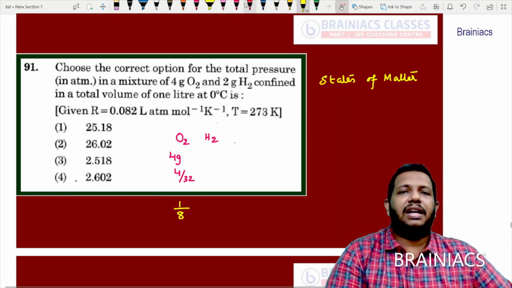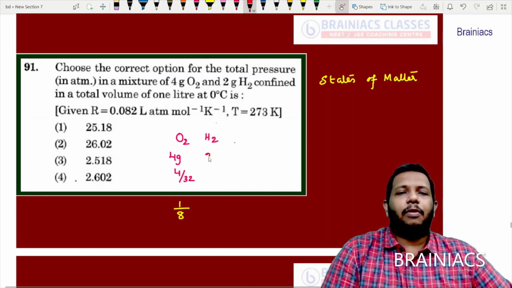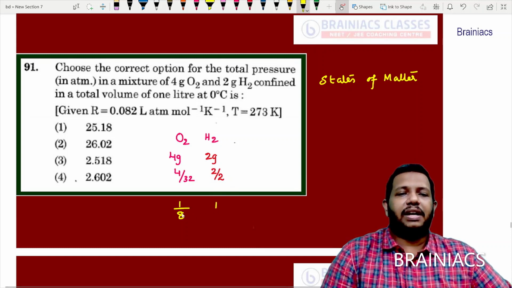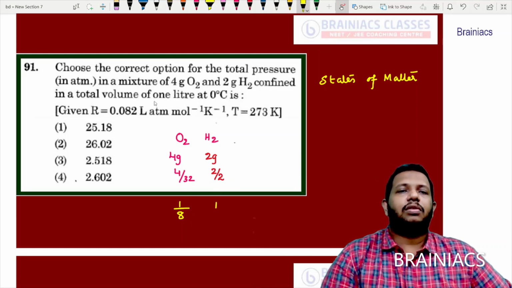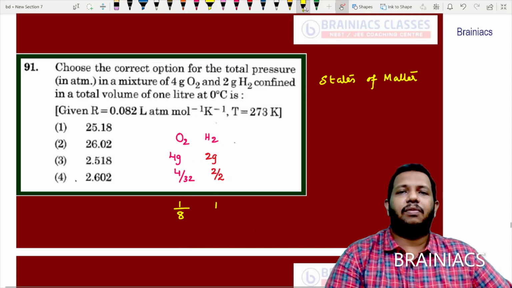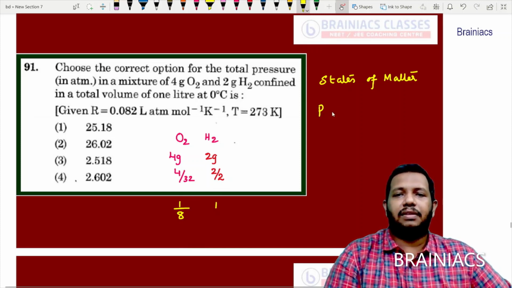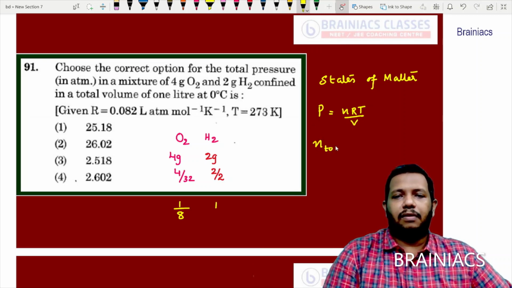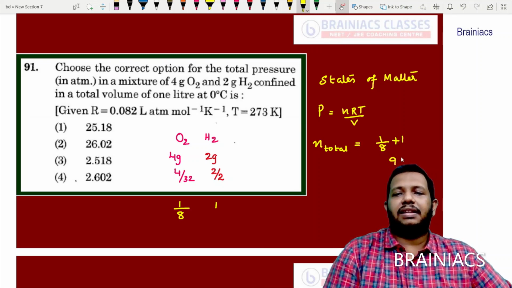And hydrogen, they are telling it is 2 gram of hydrogen. So 2 gram means 2 divided by molar mass, that is 2. So I can say it is around 1. So 1 mole of hydrogen and 1/8 mole of oxygen. So how will you calculate the total pressure here? We can apply the formula P is equal to nRT by V. So what is the total number of moles here? N total will be equal to how much? I can say 1/8 plus 1. That is nothing but 9/8.